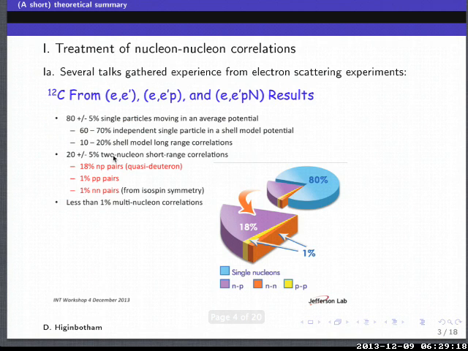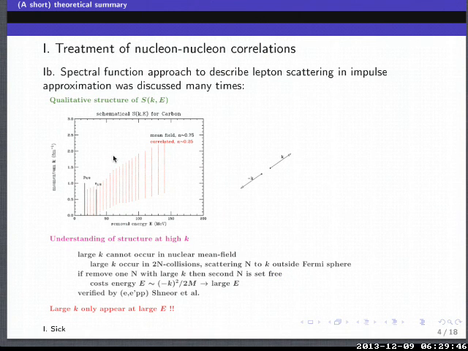Okay, so in the center of most of the talks of the first week were nucleon-nucleon correlations. We know they are there from electron scattering, and they are quite important. There's a 20% probability, if we pick out a random nucleon, that there is another correlated partner.